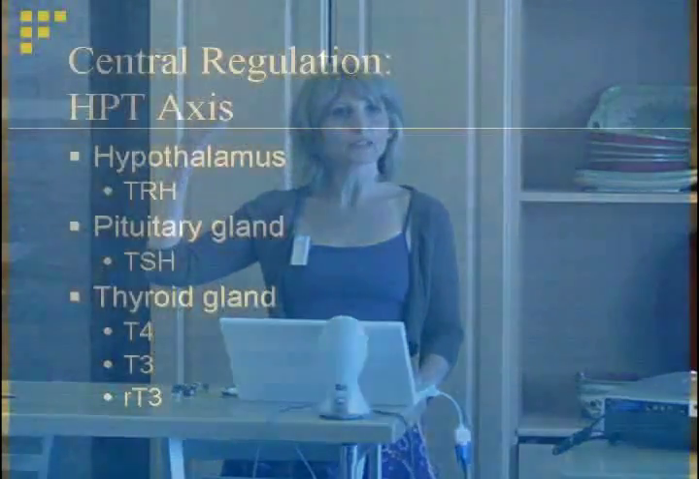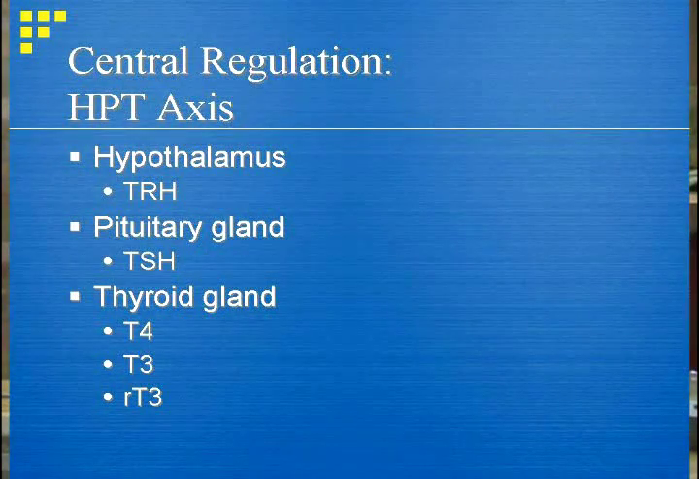And so one of the major things that I want to begin with is something called central regulation. Central regulation basically is talking about how the brain, or the hypothalamus and the pituitary, talk to the thyroid gland. And this is really important for you to understand. So beginning with the hypothalamus, it's actually a structure within the brain, and it kind of senses the environment.